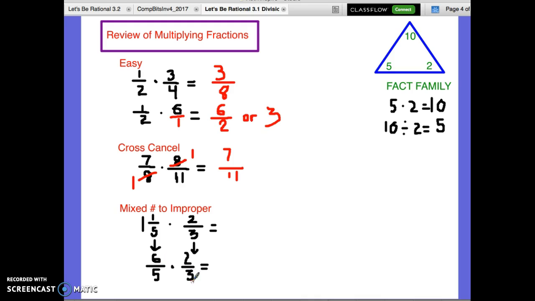Or you can look on the diagonal and see that 6 and 3 have a common factor, and that common factor is 3. So if I divide 3 out here, I get 1. And if I divide 3 out here, I get 2. And then I'm going to look and see, are there any common factors here? Nope, 2 and 5 don't have any common factors. So now I can multiply across. 2 times 2 is 4, and 5 times 1 is 5. I would have gotten the same answer if I had just multiplied across and then simplified.